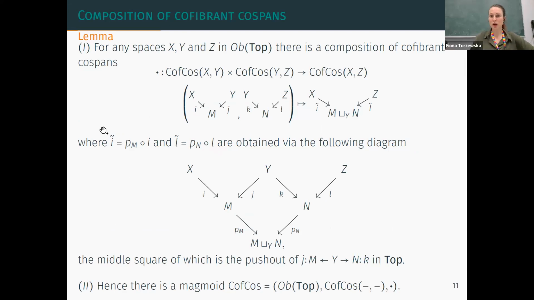Okay, so we can also construct a composition of these cofibrant cospans. If we take as input two cofibrant cospans, one from X to Y and one from Y to Z, then we construct the composition of these two cofibrant cospans by looking at the following diagram. So what is this diagram? This diagram is constructed by taking the pushout over this span, Y J into M and Y K into N, in the category of topological spaces. So this M disjoint union over Y of N, what that means is take the disjoint union of M and N and then quotient by the images, saying J(y) is equal to K(y) for each point in Y. So this is like a gluing map, really.